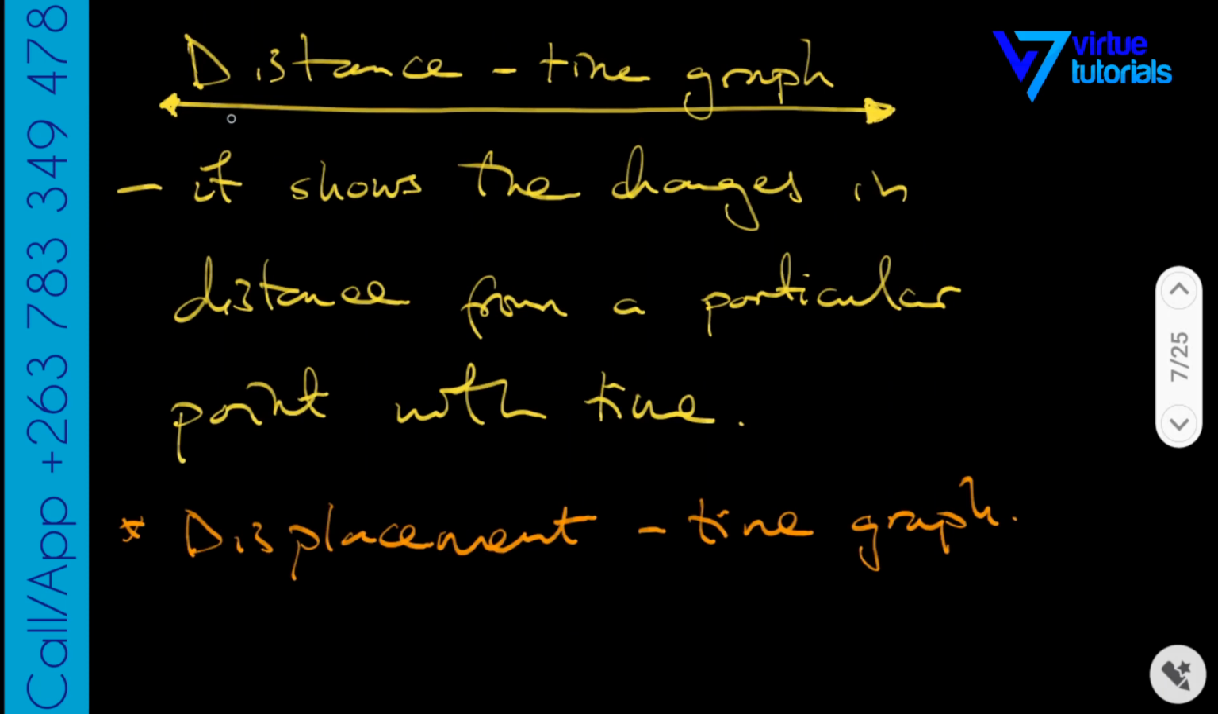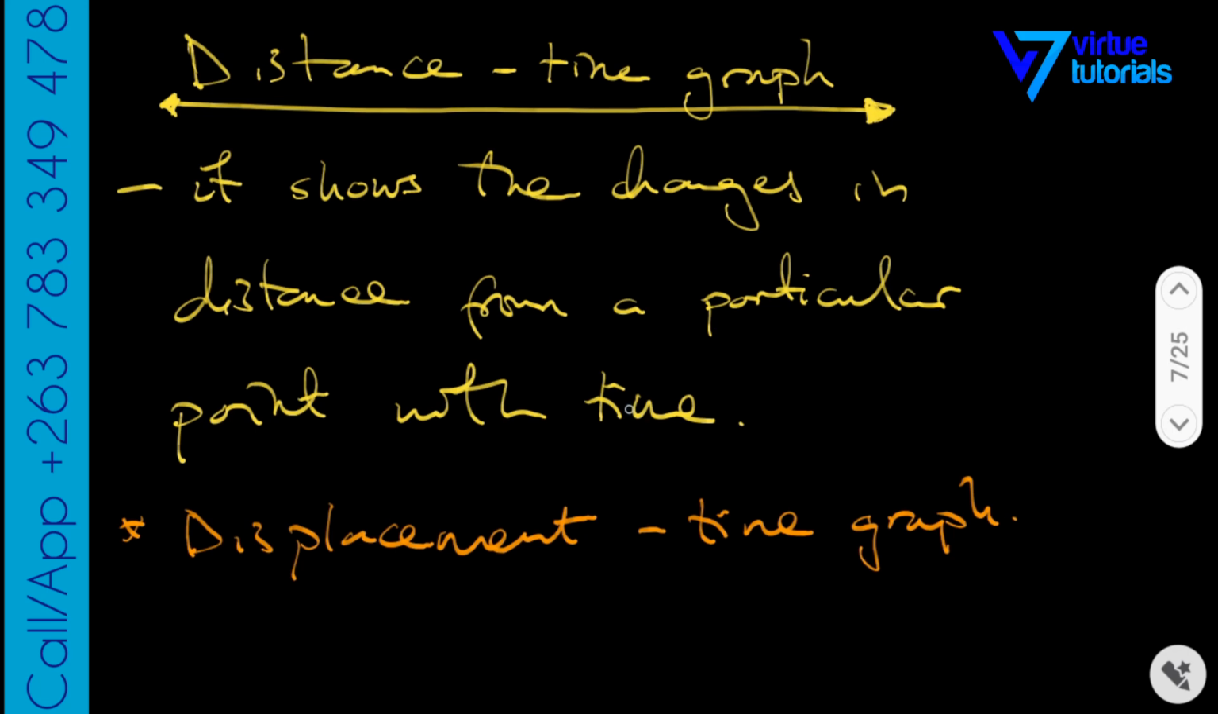Now we're going to look at the distance time graph. A distance time graph shows the changes in distance from a particular point with time. In some cases, it can be referred to as a displacement time graph. Displacement is simply distance with direction considered. So this shows the changes in distance from a particular point with time.